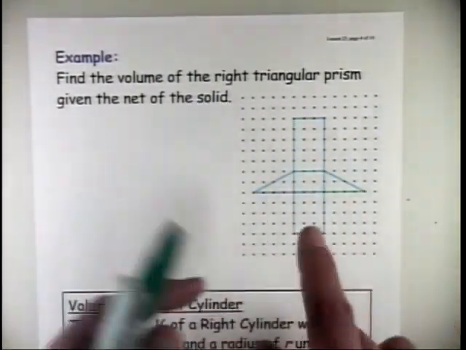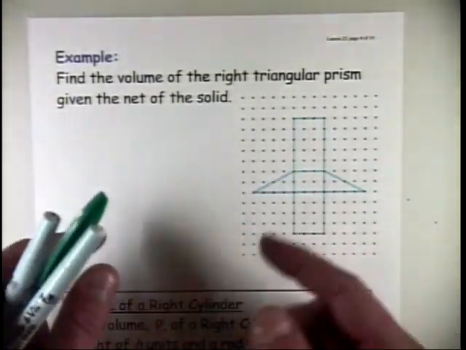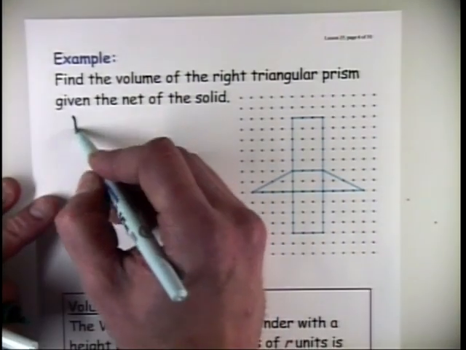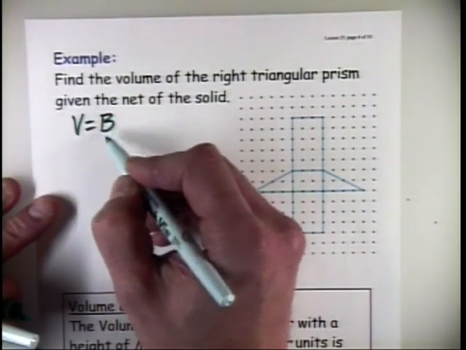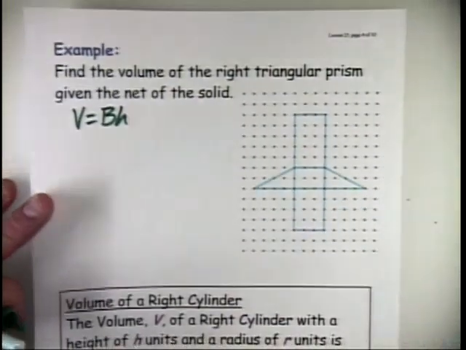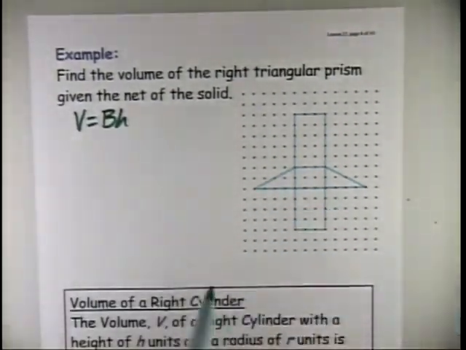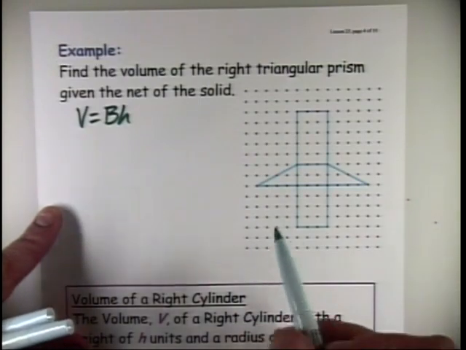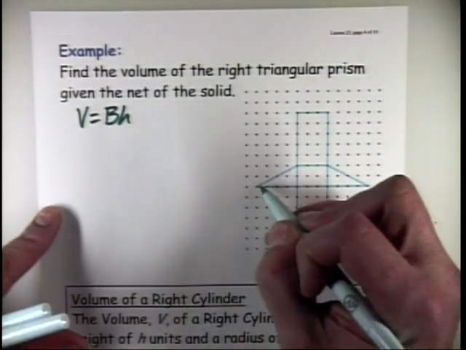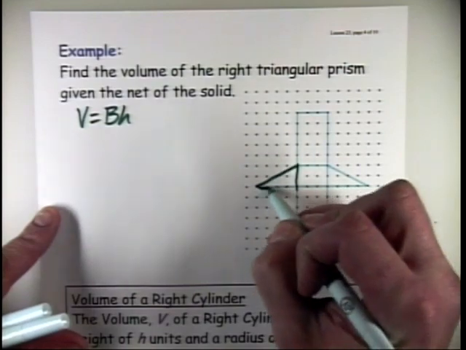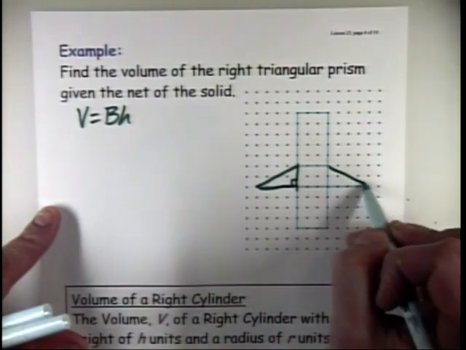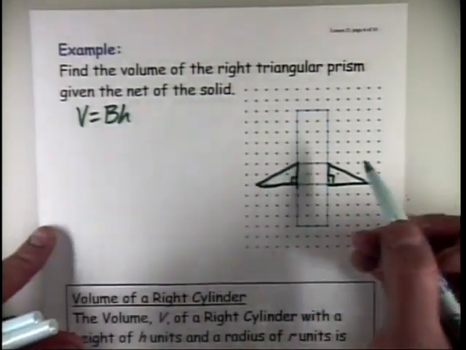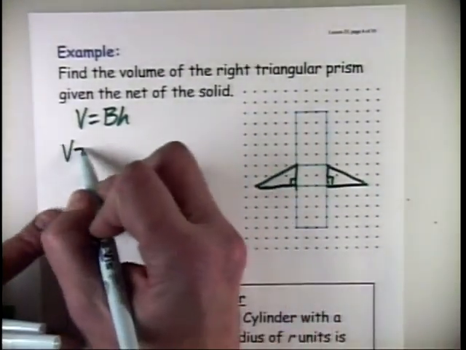But again, what is a net? It's an object that's been cut along the edges and it's laid flat. So for a right triangular prism, we know that the volume is the area of the base times the height. Well, let's think about what the base is going to be. If I imagine folding this up, the bases are going to be the two congruent polygons. And that's going to be these triangles right here. They're actually right triangles. If I folded those up, those would form the two congruent bases. So again, it's a triangle. I can plug it into my formula.